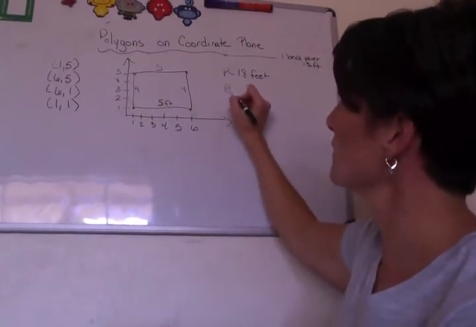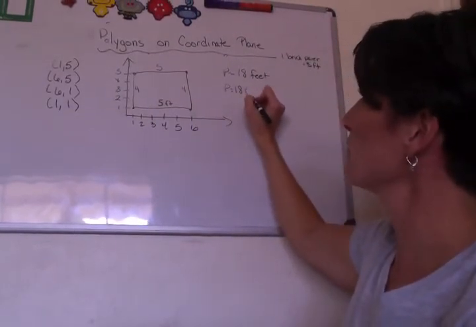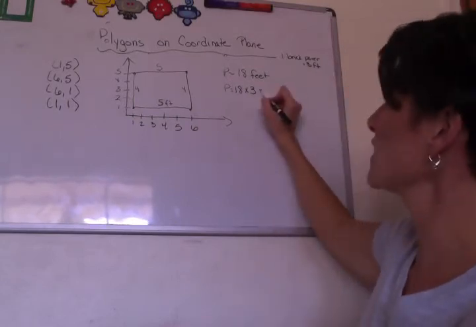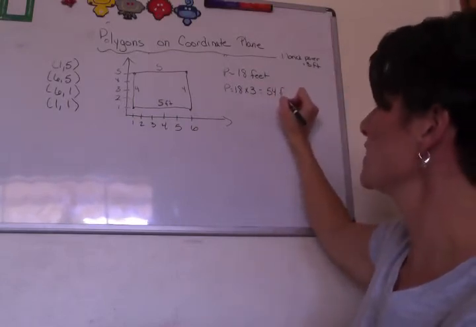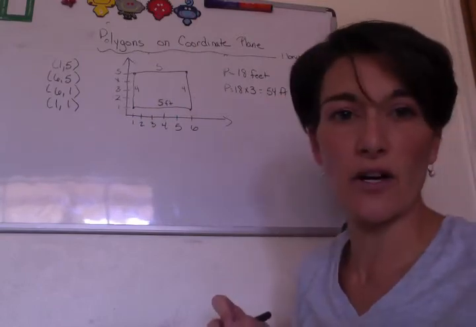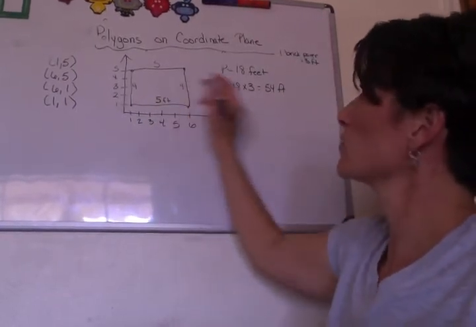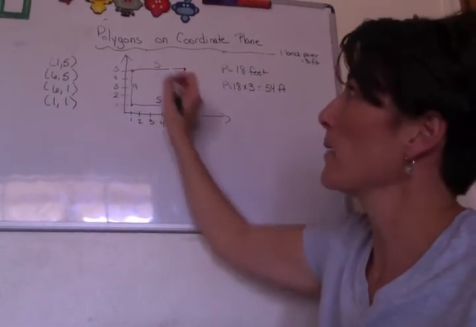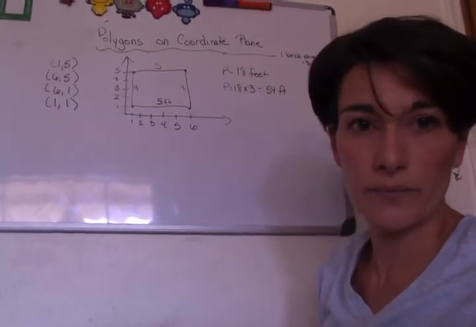So he's going to take his perimeter of 18, and he's going to multiply it by those 3 feet of brick pavers, and he will find out that he needs to make sure that he buys enough to cover 54 feet of brick pavers in order to cover our patio.